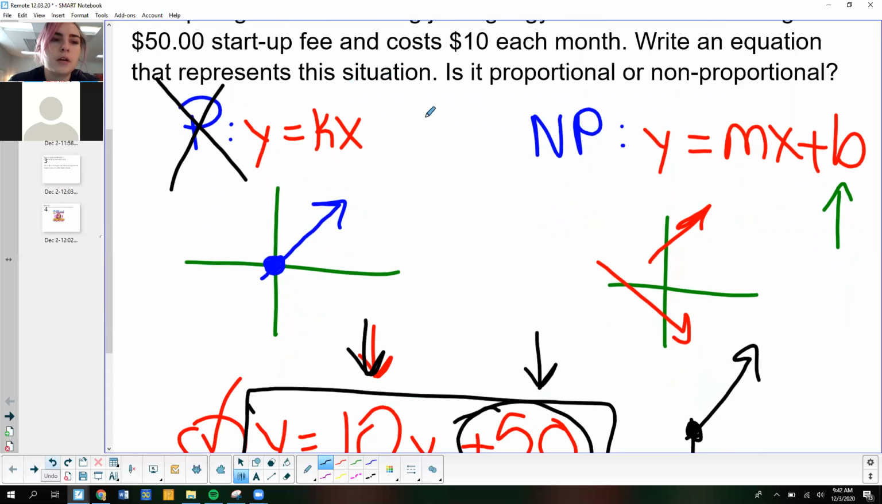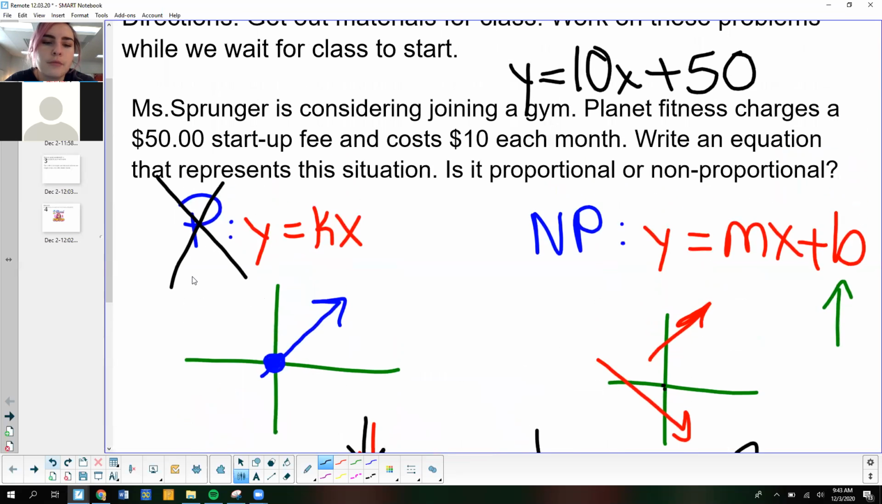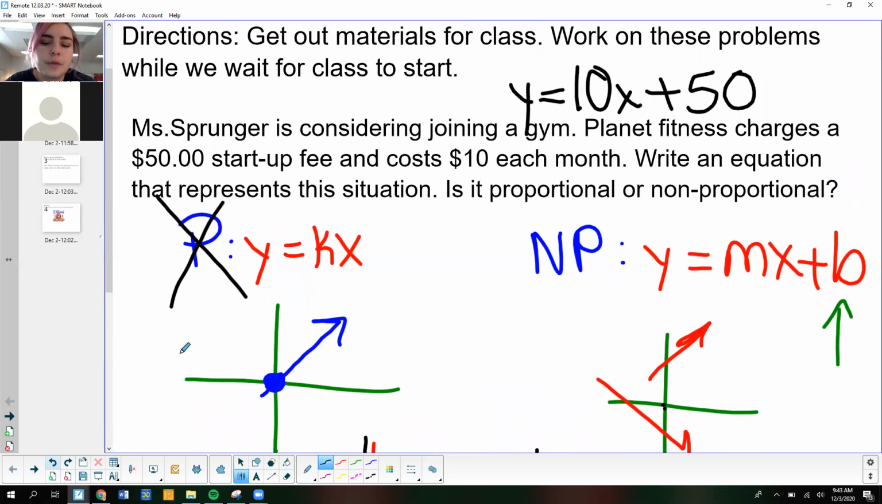So remember, y equals kx is going to be proportional. And if you want to take any notes on this, I would, because hint, hint, we're going to play a game today. So if you would like to write any of this down: y equals kx is proportional, non-proportional is y equals mx plus b. And then remember, a proportional graph goes through 0, 0. A non-proportional graph does not go through the origin. So go ahead and get that written down if you have not already. I'll give you a few more seconds to get that written down if you need to.